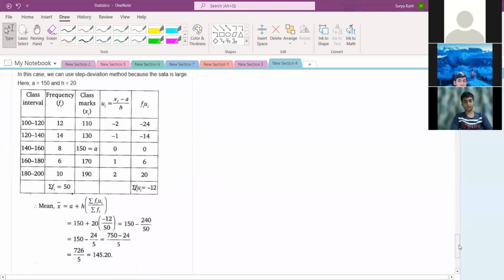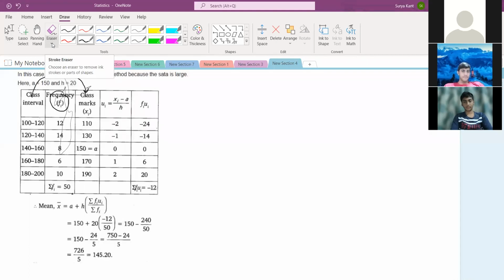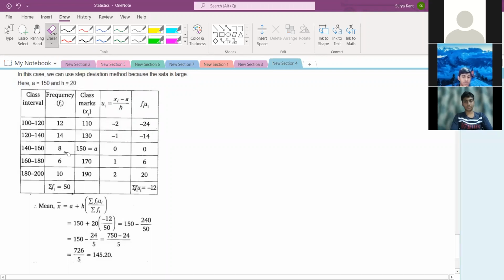So this is the question we have. First, see how to find xi. You already know from the class interval, finding the middle point, that is the class mark. Then the frequency is already given in the question, only 50 students. If you know the assumed mean method, this is similar to that only. Here we have to find d in the assumed mean method, right, Samarth? Yes. Here also d is required.